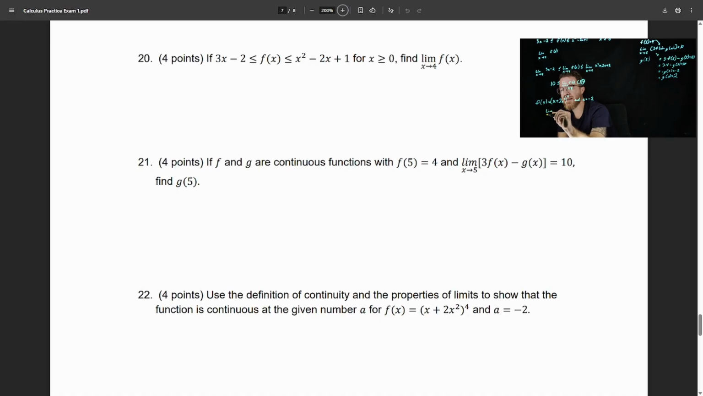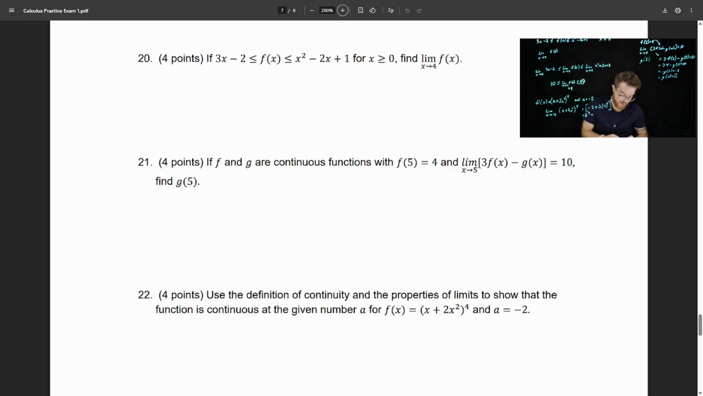So I'm going to take the limit as x approaches -2 of (x plus 2x squared) to the 4th power. If I evaluate this limit, this becomes (-2 plus 2 times -2 squared) to the 4th power. So -2 squared is 4, 4 times 2 is 8, 8 minus 2 is going to be 6.